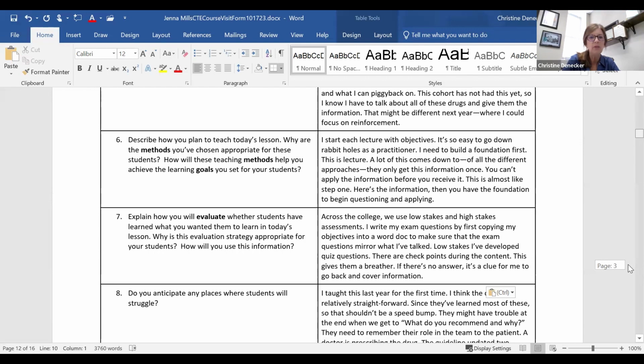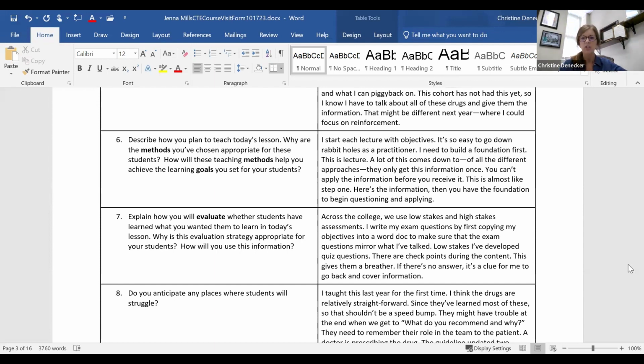How do you evaluate? So we're in the assessment. So we use low stakes, high stakes assessments. I write my exam questions first by copying my objectives into a Word doc. Low stakes, I've developed quiz questions. There are checkpoints during the content. This gives them a breather. If there's no answer, it's a clue for me to go back and cover information. So when we look at assessments, they're planned throughout the instructional process.